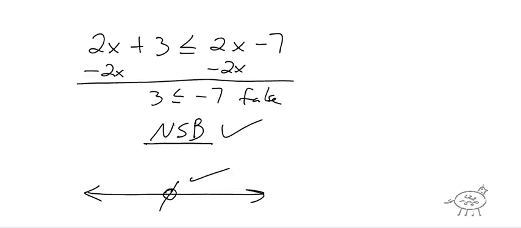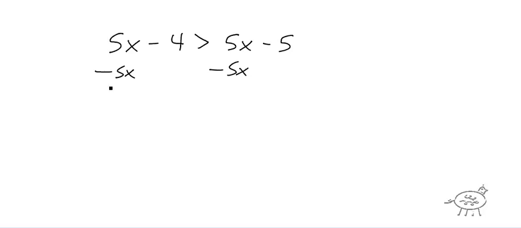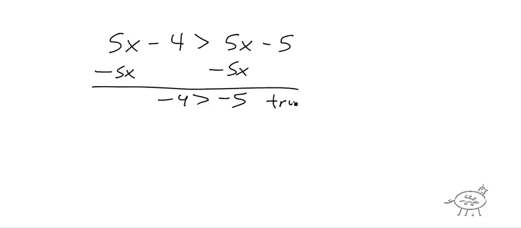All right, let's try another one here. If I have 5x minus 4 is greater than 5x minus 5, once again I'll subtract 5x from both sides, and then I get negative 4 is greater than negative 5. Negative 4 is more positive, so it is greater. So this is true, and your answer on the answer blank is all real numbers.